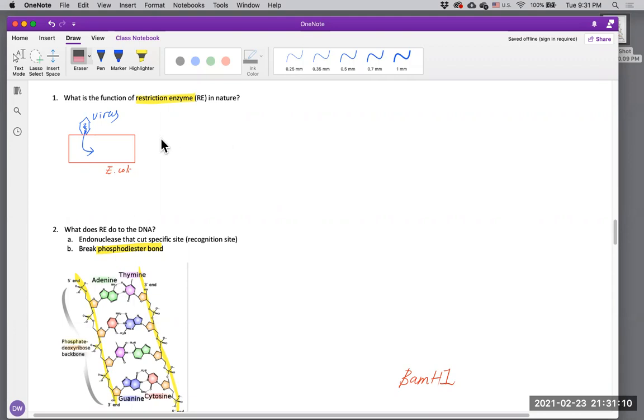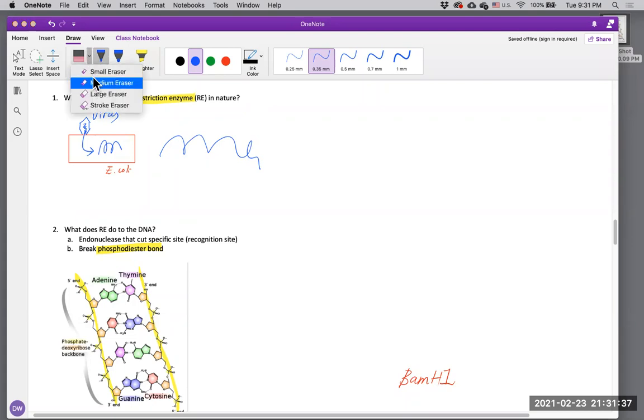So for example, we have an E. coli cell over here, and it's being infected by a virus. So the virus is going to inject its viral DNA, I'm going to represent that with a blue line, into the E. coli cell and try to replicate the virus. So here, suppose this is the viral DNA. It tries to replicate itself within E. coli, and E. coli, of course, wants to prevent this from happening.